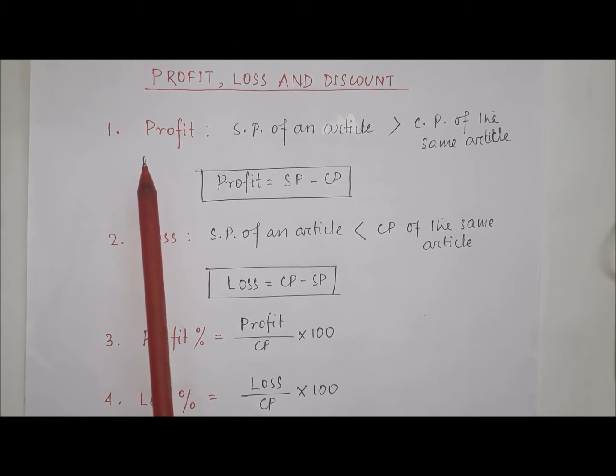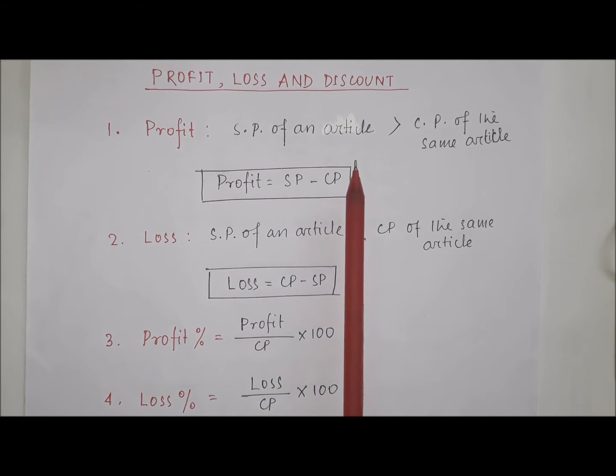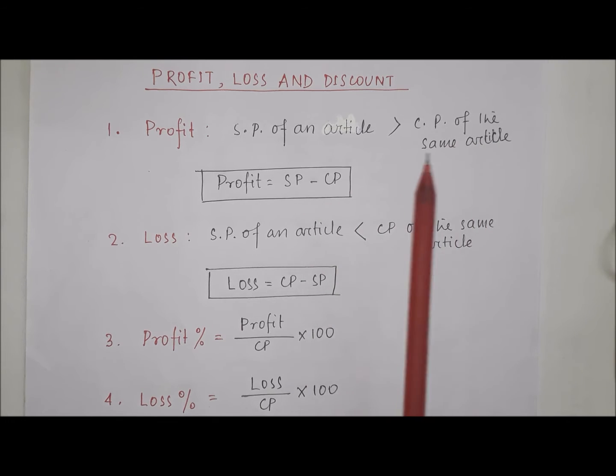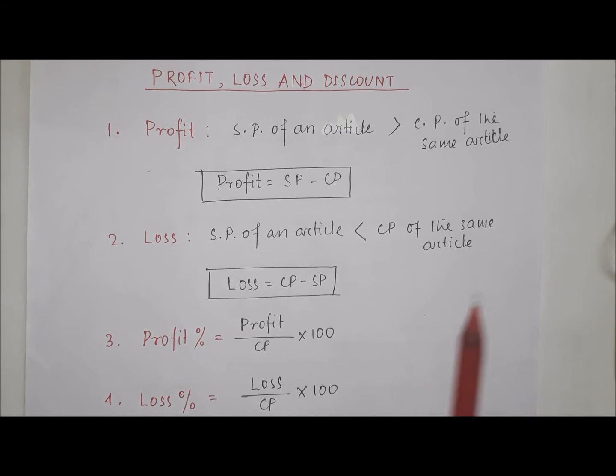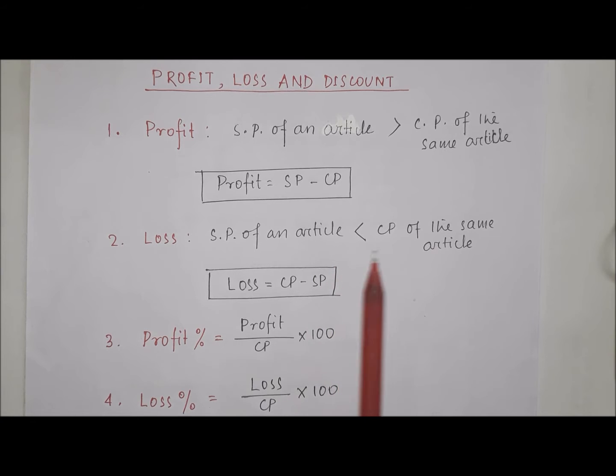Now the first thing is, what is profit? When the selling price of an article is greater than the cost price of the same article, then you can say the shopkeeper or the person earns a profit. Therefore, to find the profit, you need to subtract SP minus CP. What is loss? When the selling price of an article is less than the cost price of the same article, that means loss equals cost price minus selling price.